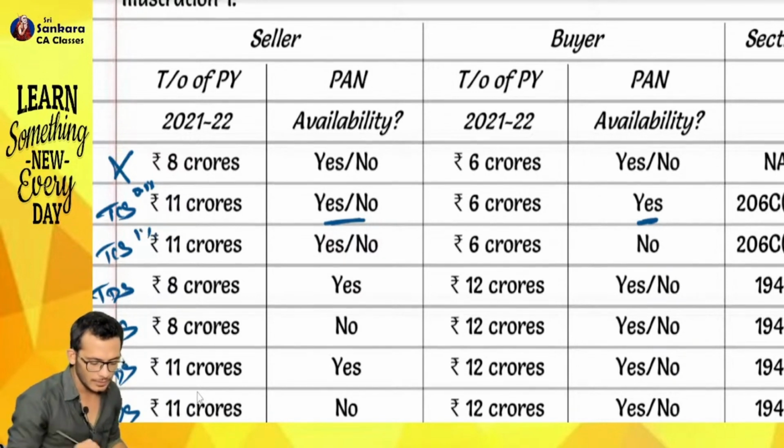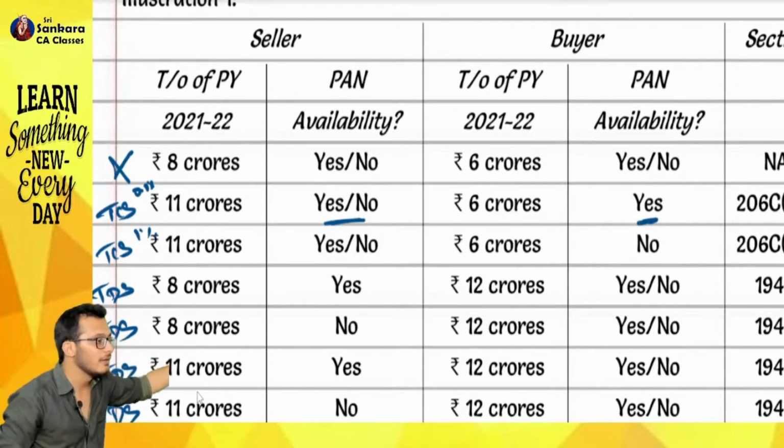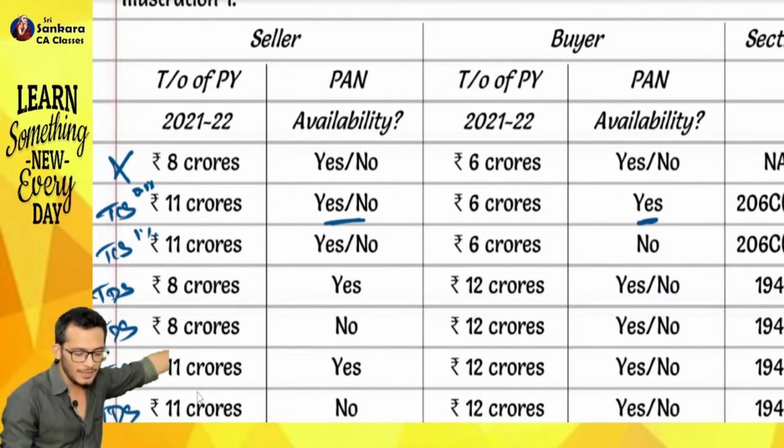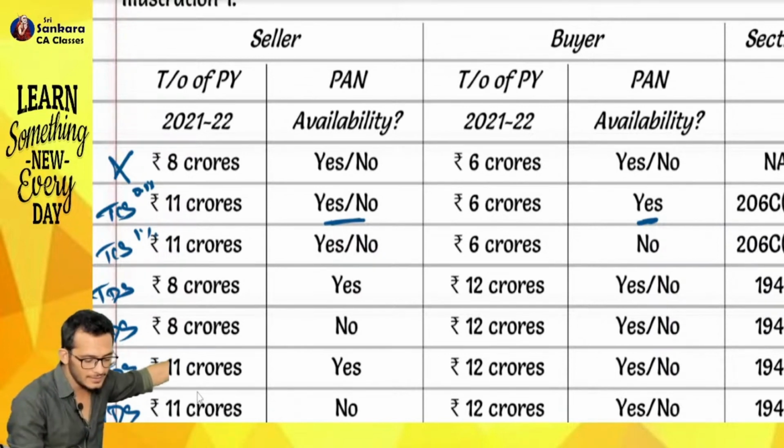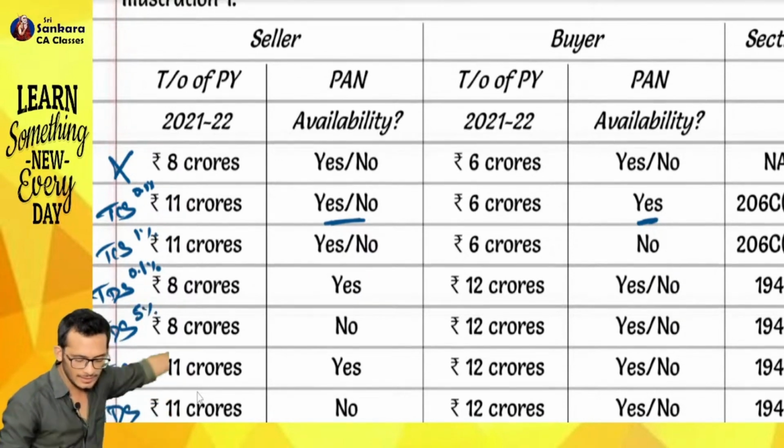If the buyer has not given the PAN number, 1%. Next scenario, you are in TDS, which means you are looking from the buyer's perspective. So the buyer has to collect the PAN number from the seller. Seller has given PAN or not given PAN. Given PAN, TDS rate is 0.1. Seller not given PAN, 5%. Next scenario, 0.15.